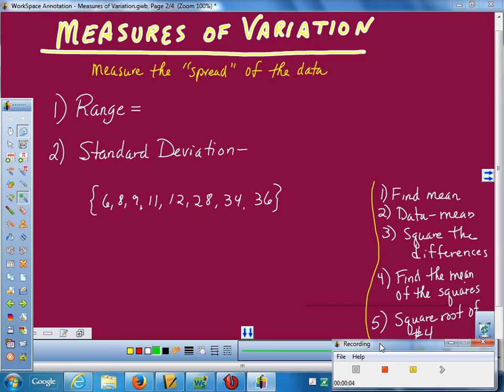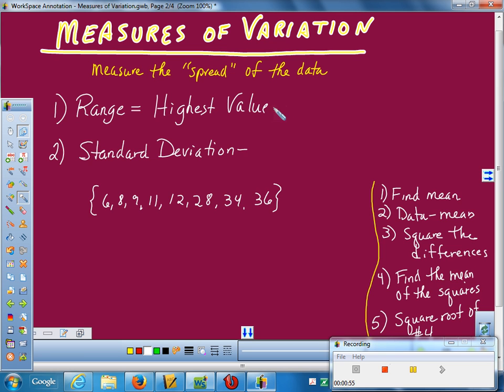Okay, you just used the one word, the most common word that we think of, range. You learned range somewhere back in the deep dark past. How do you calculate the range of a set of data? So, yes, range is highest value minus lowest value.